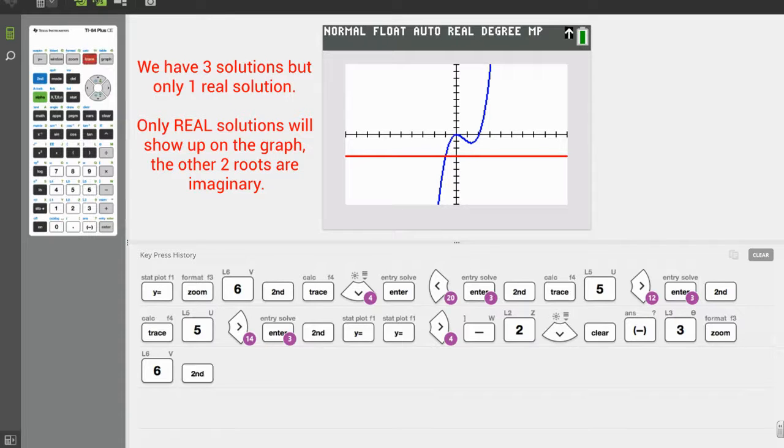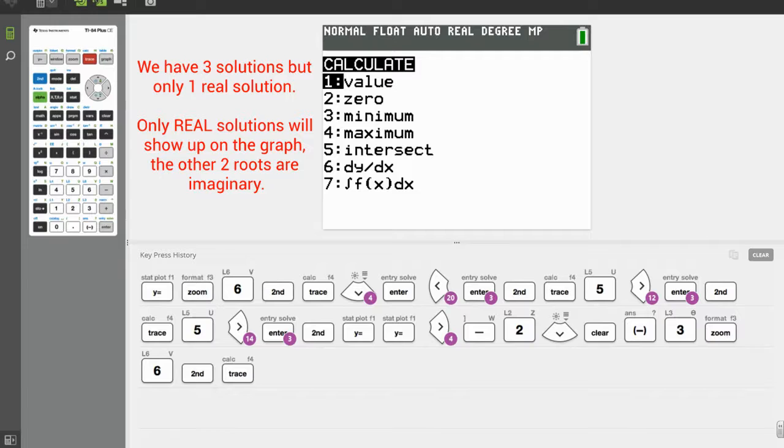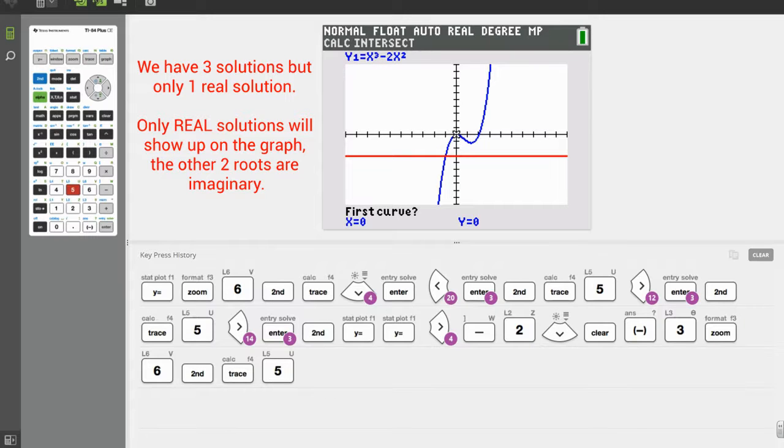Again, we're going to go to second trace for the calc feature. We're going to choose number 5. We're going to move our spider near that intersection. We're going to hit enter 3 times. And we get a value of x equals -1.